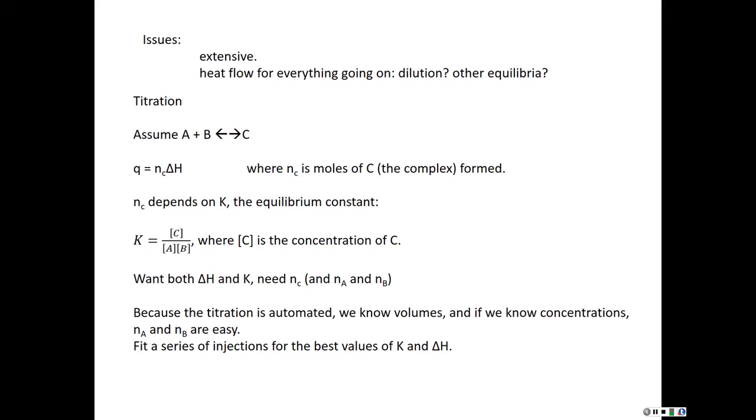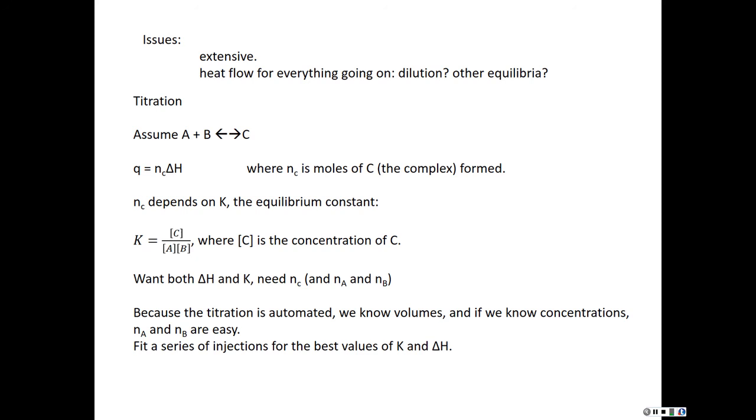So we can find K by the concentration of C over the concentrations of A and B, so the concentration of the complex over the concentrations of beta-cyclodextrin and pseudoephedrine. We want both delta H and K, which means we need moles of everything, essentially. It's a titration, so we're adding aliquots of A to B or vice versa. It's an automated titration in the ITC, so we fill up a syringe and it will automatically add those volumes into the reaction vessel. So we know those volumes very well. If we know the volumes and the concentrations, then we can find moles easily. Most of this math is done in the software for the ITC.